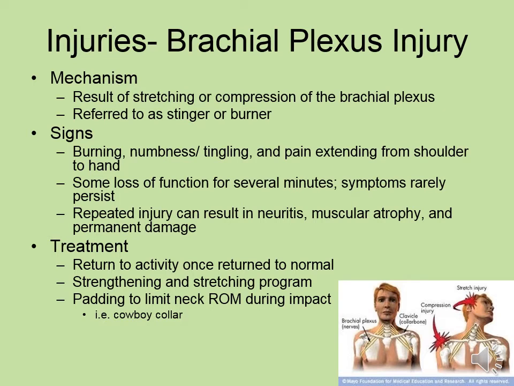Sometimes people will try to use padding, like what we call a cowboy collar, to limit neck range of motion during impact for football. A cowboy collar is a piece of padding that projects upwards from the shoulder pads, and it's meant to keep the helmet from whipping back or to the side, basically. Unfortunately, when you're wearing shoulder pads, when you go to tackle somebody, they don't stay still. So the cowboy collar will oftentimes shift or rotate backwards, and so it's not as protective as we would like to think it is, unfortunately.